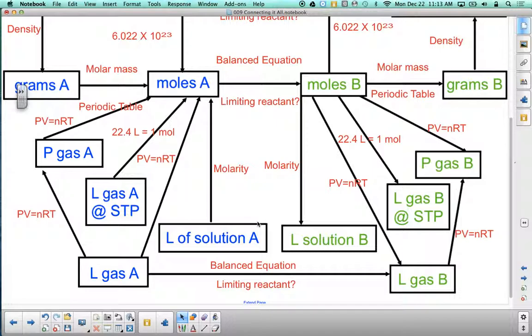Once you understand all of the parts and pieces of this chart, all the parts and pieces here are things that you've learned, solving chemistry problems ends up being as simple as putting your finger on the box you start with, putting your finger on the box you finish with, and building a plan by following the arrows to get from where you are to where you need to be.